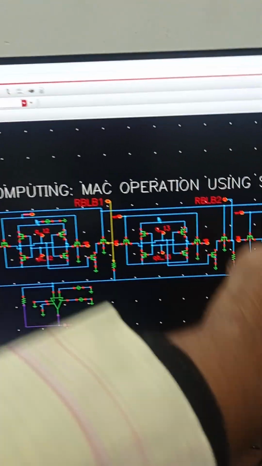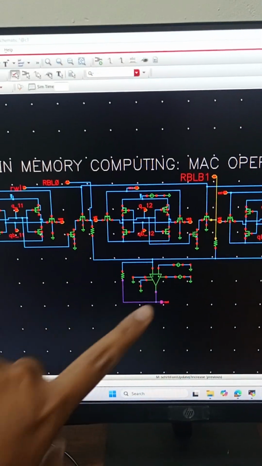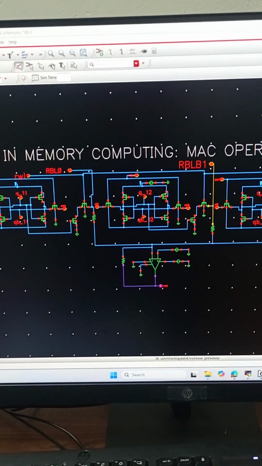I have used here only one row of SRAM cell. We can have 64 rows or even more than that.